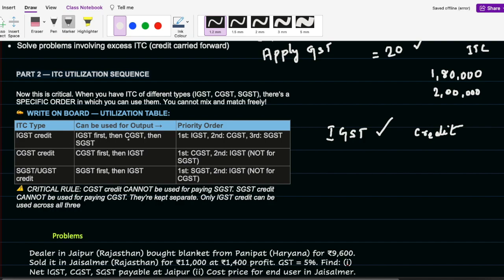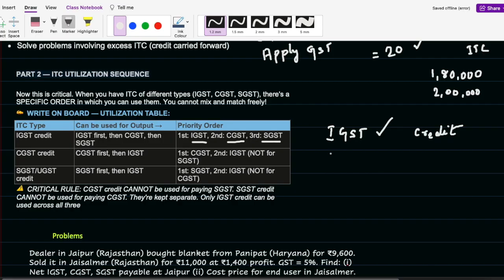So, how can you use that? First of all, if you are having a transaction again related to IGST, then you can claim. If you are not having IGST anymore to claim, then if you are having CGST, you can do it then. Lastly come the state. Understood? First is IGST, then CGST, then SGST. This is the sequence we should follow, right?